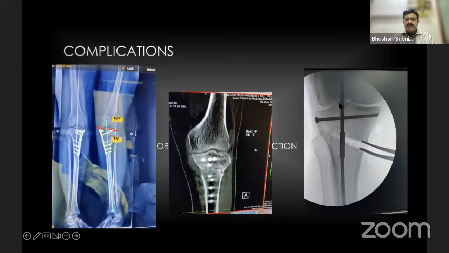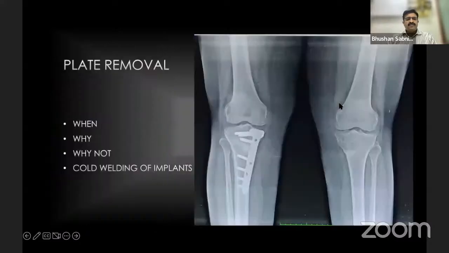There is no step off, and these patients generally do very well, as I said. One more question that patients will ask you and you'll be trapped into is: is plate removal necessary? In jest, we used to say that it depends on the number of patients you're operating on that week. If you do not have much work, you can remove the plates.